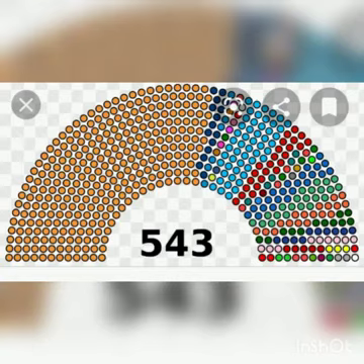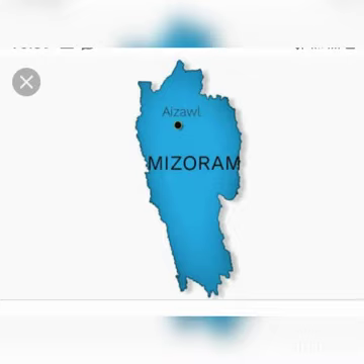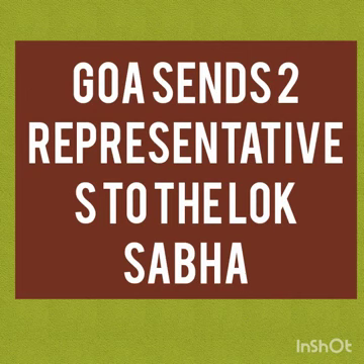A state like Uttar Pradesh is very highly populated, and so there are around 80 members that are elected from Uttar Pradesh to the Lok Sabha. Whereas states like Mizoram send just 1 representative because these are very low populated areas. Goa sends 2 representatives to the Lok Sabha, one from North Goa and the other from South Goa.